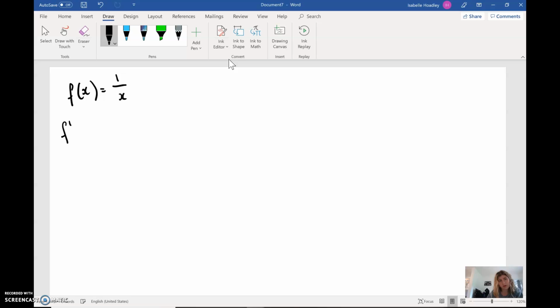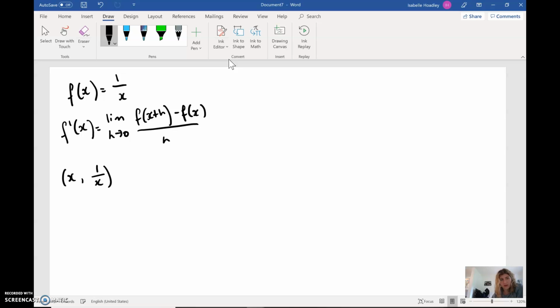So my derivative formula is the limit as h approaches 0, f of x plus h minus f of x all over h. Okay, again, exactly the same process that we want to work through. If my x1 is x, that means my y1 has to still be 1 over x, exactly the same as what f of x is. And if my x2 is x plus h, my y2 is going to be 1 over x plus h, substituting that x plus h in for x in our original formula.